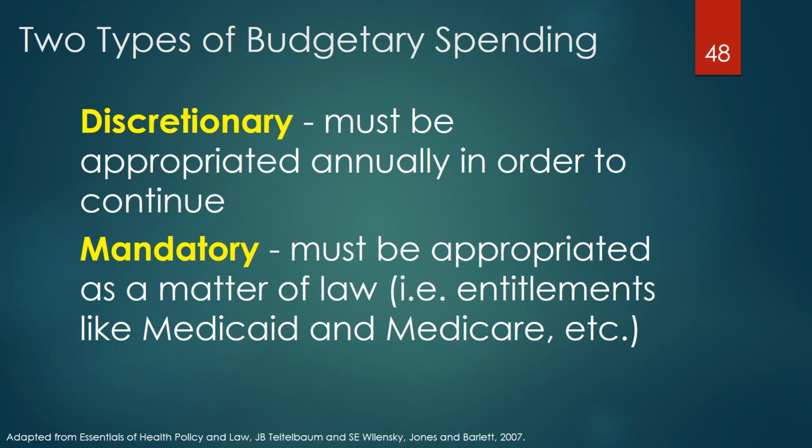The federal budget includes 2 types of spending, discretionary and mandatory. Discretionary spending is funding that must be appropriated annually in order to continue. Mandatory spending is funding that must be appropriated as a matter of law. Examples of mandatory spending would include entitlement programs like Medicaid, Medicare, and Social Security. Congress must provide adequate funding to meet these entitlement obligations as defined in their authorizing legislation.